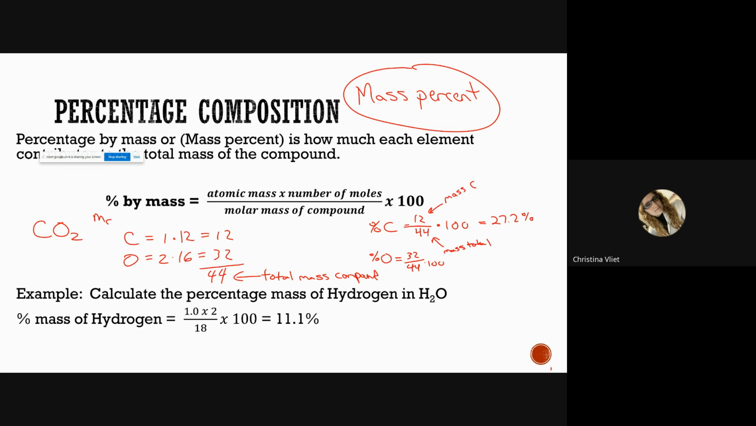But you do have to know how percentages work. And so this would be 72.7% oxygen. And so that means I can analyze carbon dioxide, and I know that in carbon dioxide, 27.2% of all the mass is contributed from carbon, and 72.7% of all the mass is contributed by oxygen. This is something we call percentage composition. Composition means what is a compound made up of. We also call it mass percent. That's the other way it's referred to.